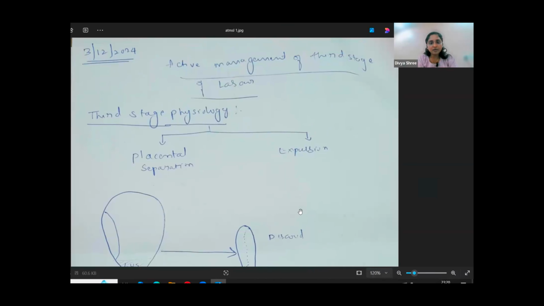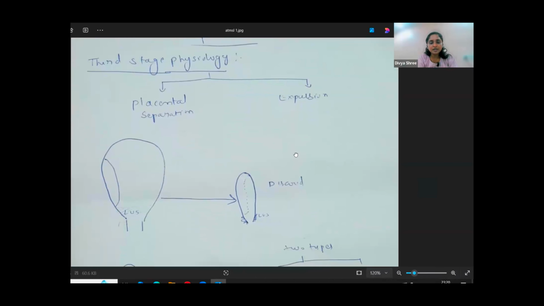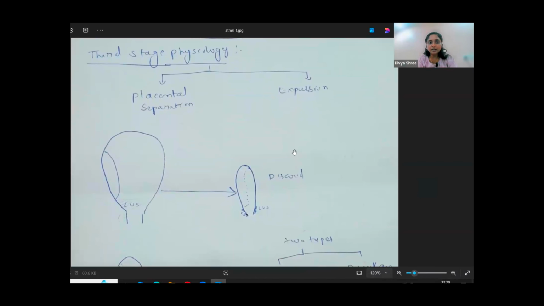Okay, today let us understand the active management of the third stage of labor. So, what is the third stage? From the minute the baby is expelled till the placental separation stage is the third stage of labor. The third stage comprises placental separation, and after the placenta is separated, it has to get expelled from the uterus. This is called expulsion of the placenta.